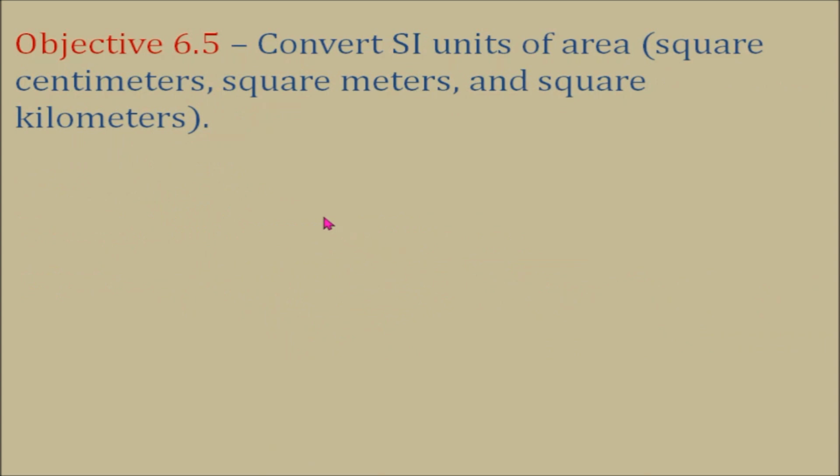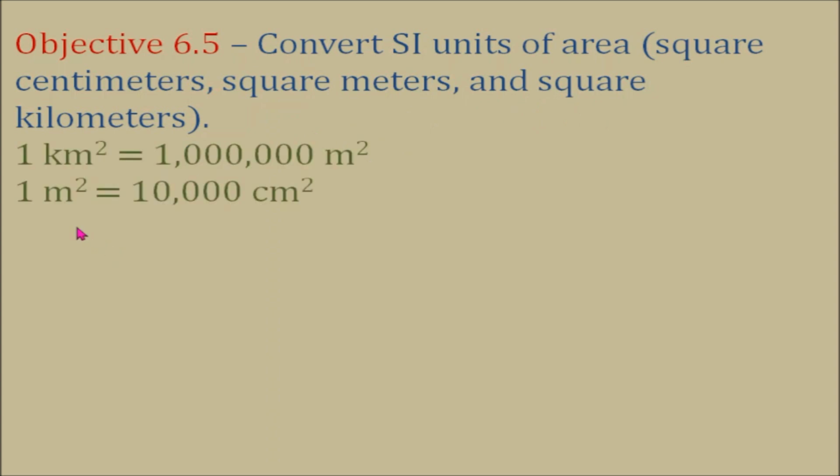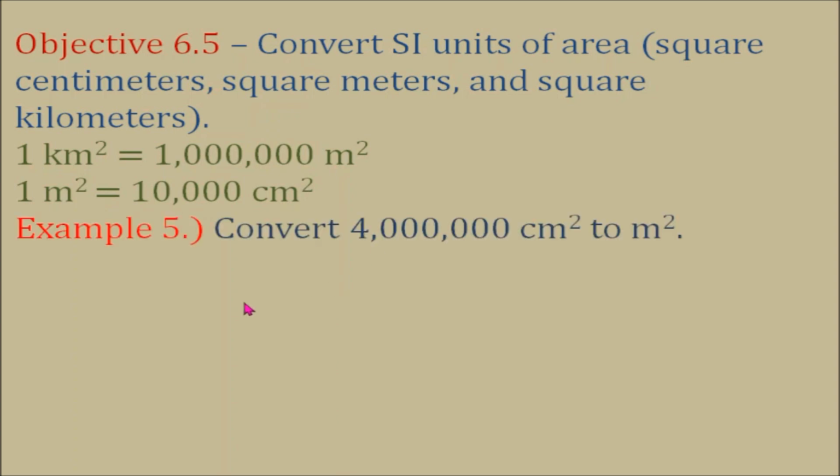Objective number 5. Convert SI units of area: square centimeters, square meters, and square kilometers. And these are our conversion factors. 1 km squared equals 1 million m squared, and 1 m squared equals 10,000 cm squared. Example number 5. Convert 4 million cm squared to m squared.